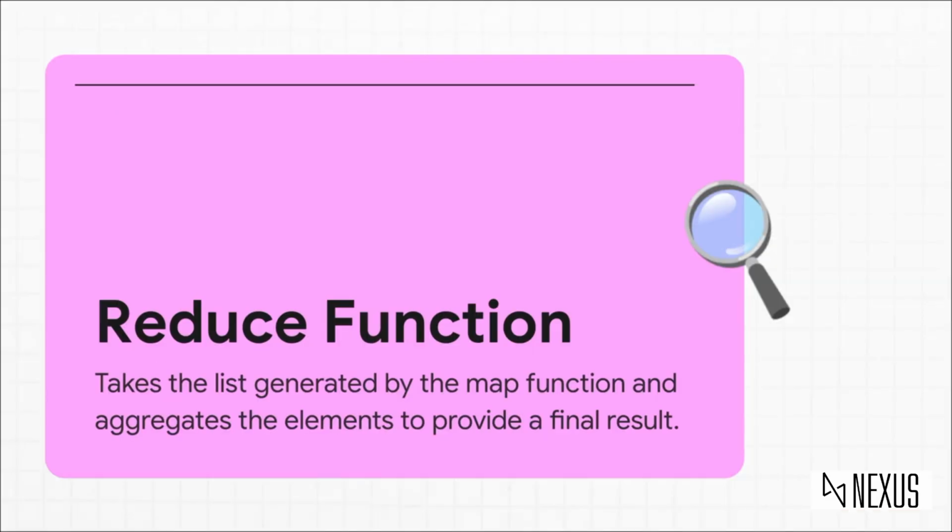So the key thing to get here is that reduce works on the output from the map stage. While map is all about transforming each individual item, reduce is all about summarizing. It takes that intermediate list and just collapses it, combines the elements, and gives you a single clear answer.